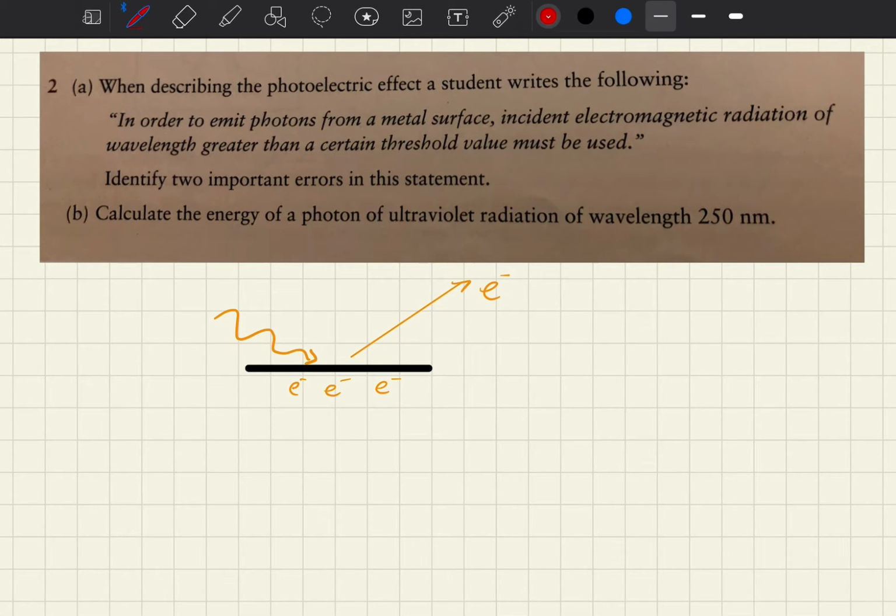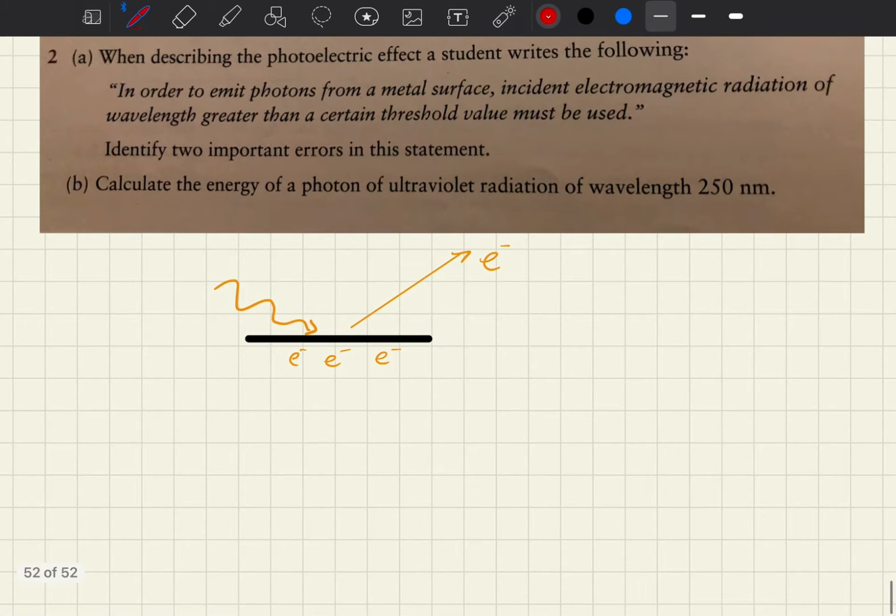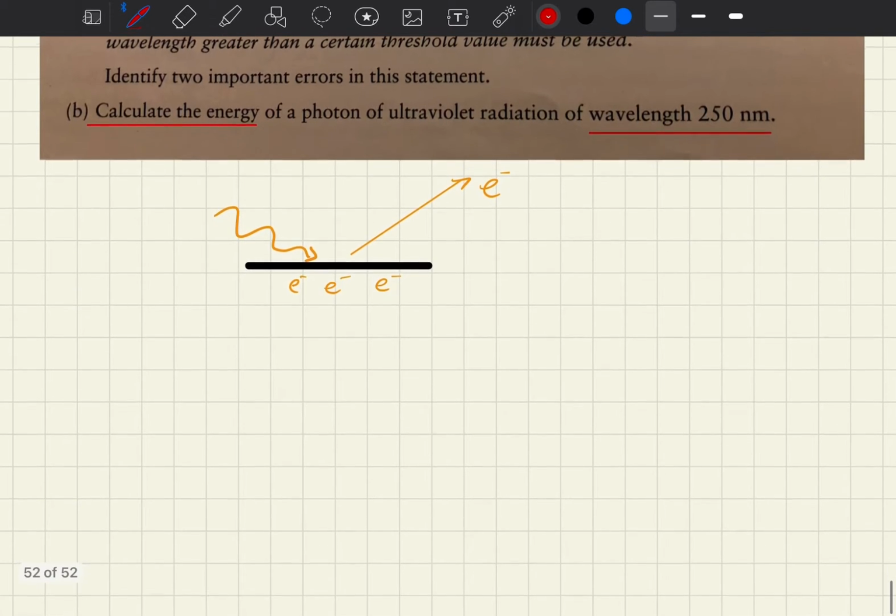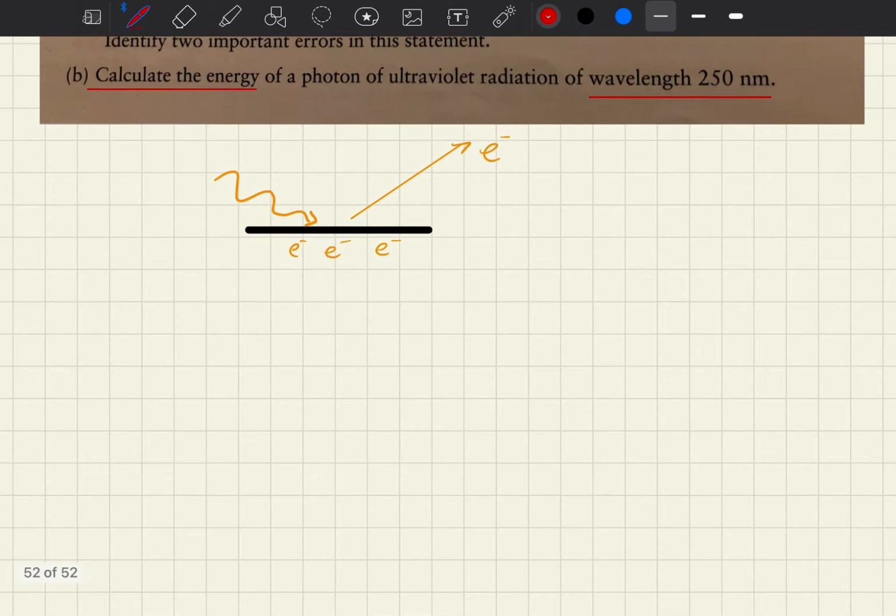Okay. So then we're going to go on to the next question, which is calculate the energy of a photon. So that's what we want. We want to have the energy of a photon of ultraviolet radiation of wavelength 250 nanometers. Okay, so a wavelength of 250 nanometers.